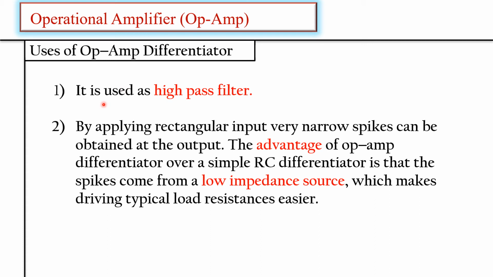The op-amp differentiator can be used as a high-pass filter. Okay, by applying the rectangular input, narrow spikes can be obtained at the output. The advantage of the op-amp differentiator over a simple RC differentiator is that the spikes come from a low impedance source, which makes driving the load resistance easier. That is the advantage of an op-amp as differentiator.